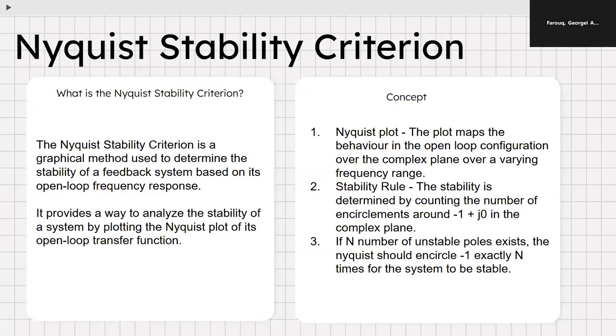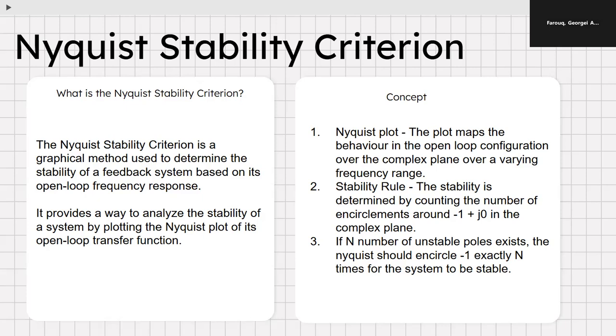The Nyquist stability criterion is a graphical method which is used to determine the stability of a feedback system based on its open loop frequency response. Basically, it provides a way to analyze the stability of a system by plotting the Nyquist plot of its open loop transfer function. The plot maps the behavior in the open loop configuration over the complex plane over a varying frequency range.